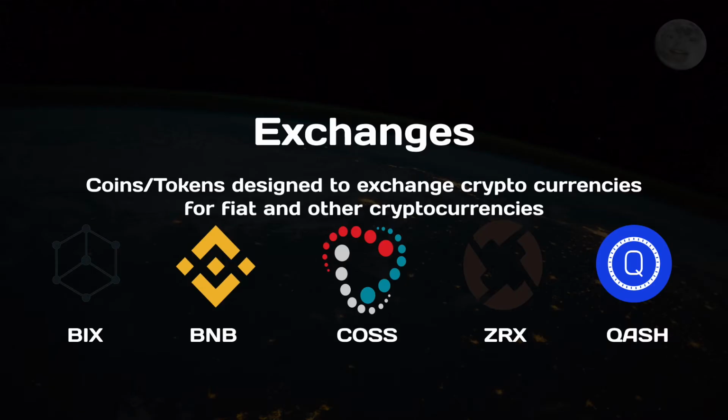The next subcategory is going to be exchanges. Now, coins and tokens in the exchange category are going to be utilized for cryptocurrency exchanges, and they are kind of the backbone that runs these exchanges. So BNB would be used for Binance, and these other coins would be used for other exchanges, helping these exchanges actually run and function in the exchanging of other coins and tokens for fiat currencies or other cryptocurrencies.